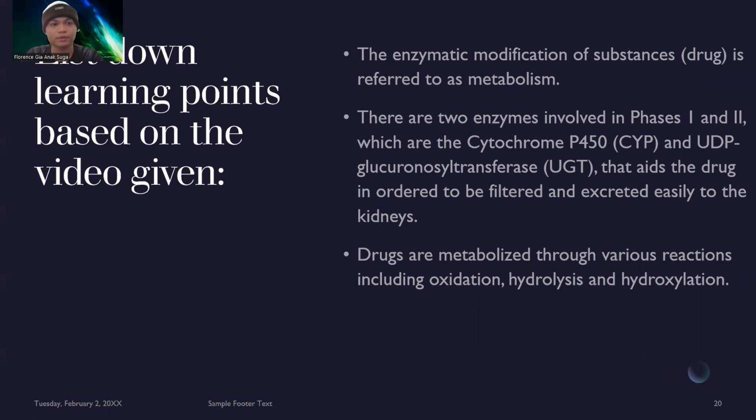Based on the video given, the learning points are that the enzymatic modification of a drug substance is referred to as metabolism. There are two enzymes involved in phase 1 and phase 2, the CYP and the UGT, that aid the drug in order to be filtered and excreted easily to the kidneys. And drugs are metabolized through various reactions, including oxidation, hydrolysis, and hydroxylation.